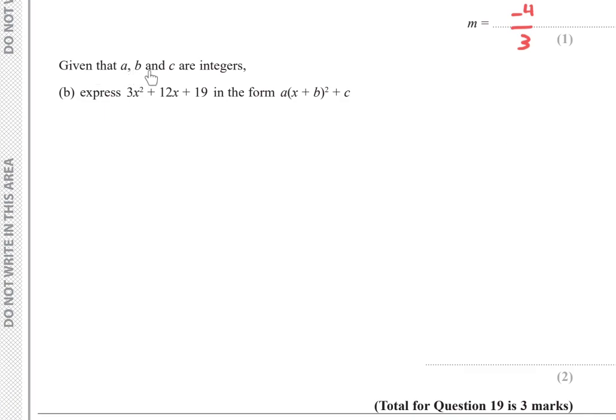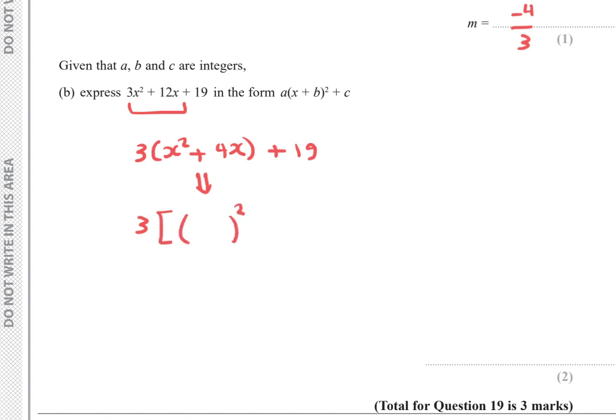B, given that a, b, and c are integers, express 3x squared plus 12x plus 19 in the form a(x plus b) all squared plus c. So start with 3x squared plus 12x, take 3 common, so you are left with 3 times (x squared plus 4x), close bracket, plus 19. Now this bracket can be written as bracket squared minus number squared, inside the bracket square, x plus half of 4, which is 2, then minus 2 squared, plus 19.